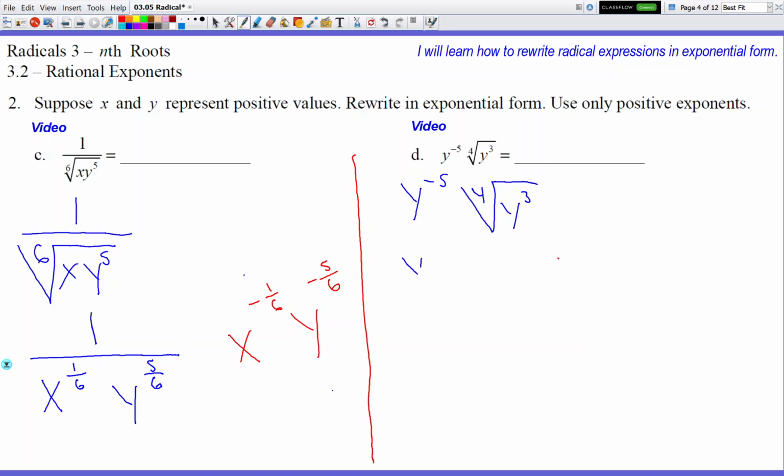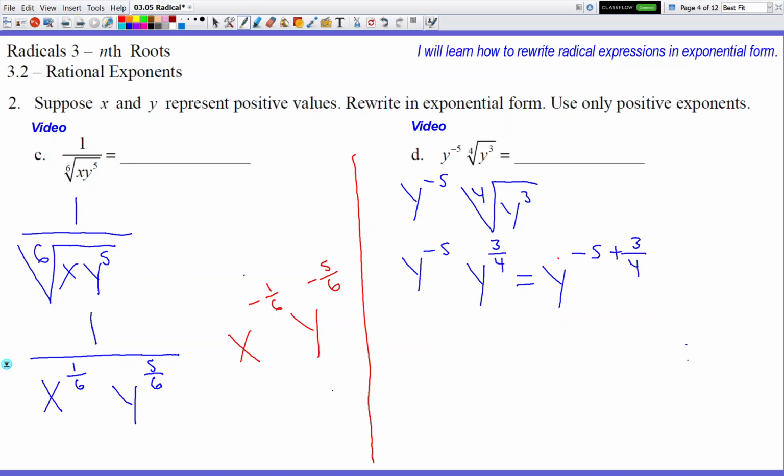So y to the negative 5 power stays the same, and y, the fourth root radical of y to the third, is going to become y to the 3/4 power. Okay, and just like the previous problem, since they have the same base, we're going to add the exponents, right? Because we're multiplying the y's together. We're doing this y times that y. And when we're multiplying the same exact base or the same exact letter, the basic process is you add your powers. Okay? So since the bases are the same, we're multiplying y times y, we're going to just add the powers. So we're going to go negative 5 plus 3/4.